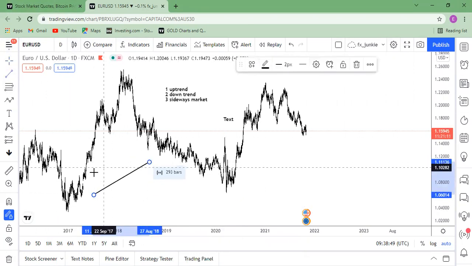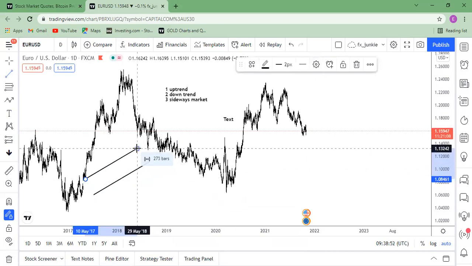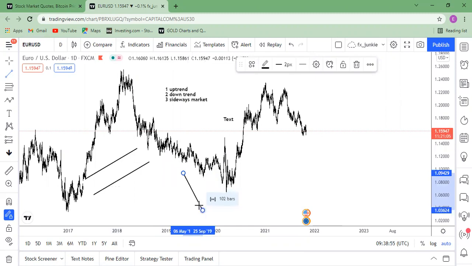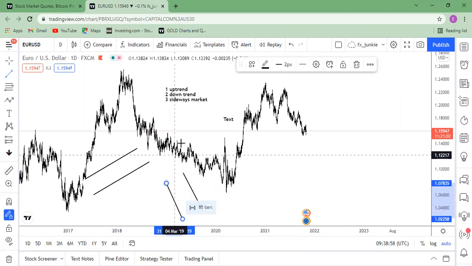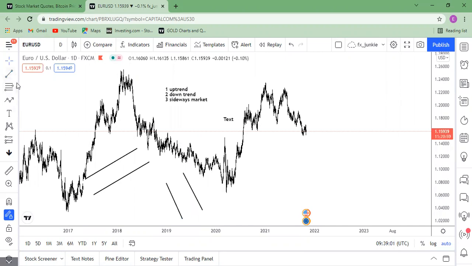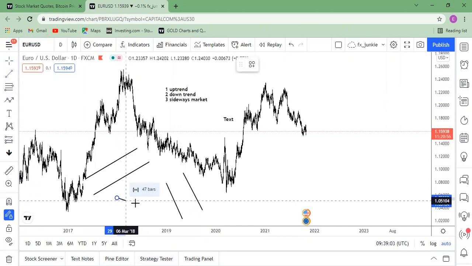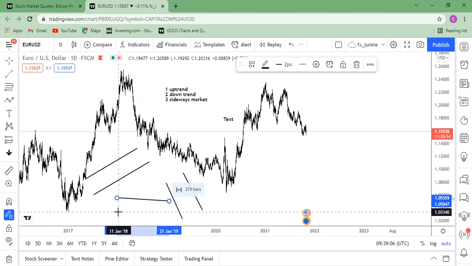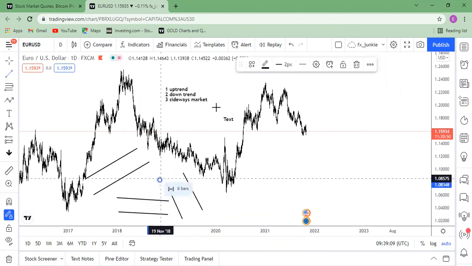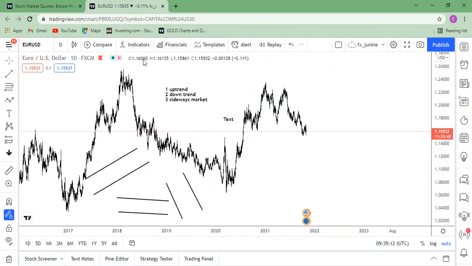So how do we spot an uptrend? We spot an uptrend by seeing higher highs and higher lows. And how do we spot a downtrend? We spot a downtrend by lower highs and lower lows. So this will be an uptrend. We're having a higher high, a higher low, higher high, higher low, higher high, higher low, and higher high. That's how we know that's an uptrend, right?